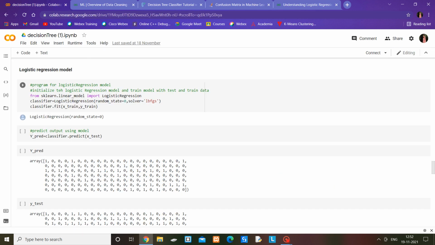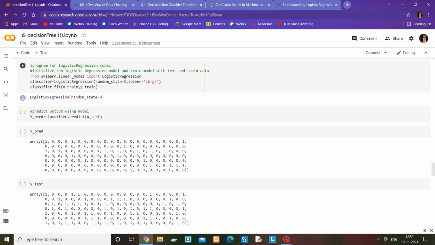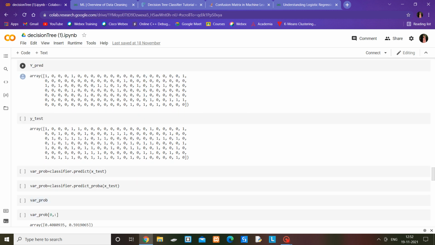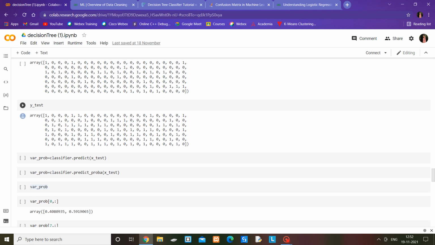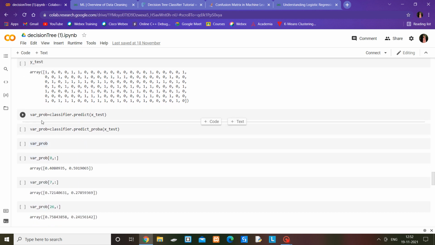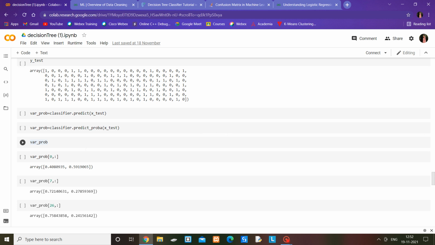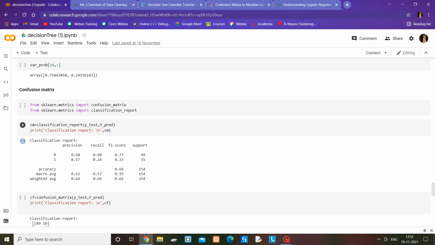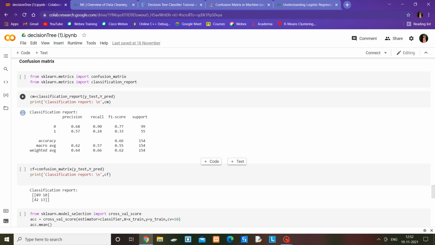We will see the implementation of logistic regression. Initialize the logistic regression model and train the model with the training data. Then y_predict: here we will get the values in the form of ones and zeros, like 1, 0, 0, 1. Then y_test also is an array containing similar values. Then the variable probability equals classifier.predict_proba(X_test). We are printing the probability. The array will contain two values. We take the variable probability to contain the values from 7 onward, using the colon, so it extracts the values from 7 to the last. So this is the array, and all these things are implemented in this way.